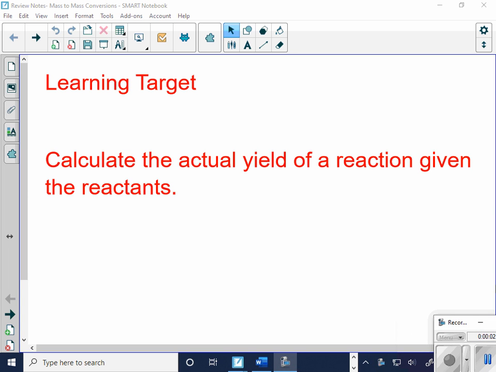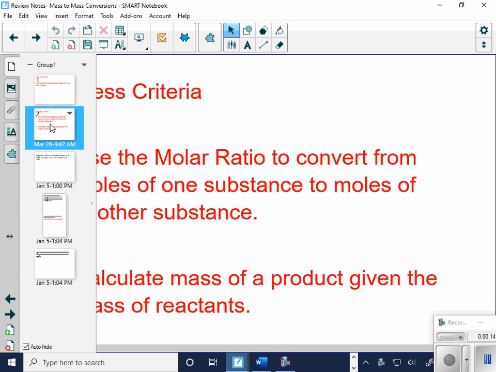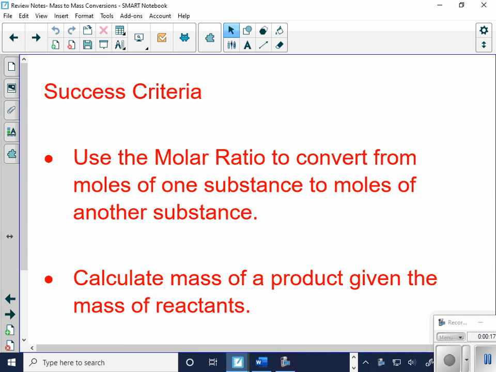In our mass-to-mass conversions today, my learning target once again is to calculate the actual yield of a reaction given the reactants. Today, for our success criteria, we're going to use the molar ratio to convert from moles of one substance to moles of another. That's nothing new. We just did that on that entrance slip. And the new part is we're going to calculate the mass of a product given the mass of a reactant.